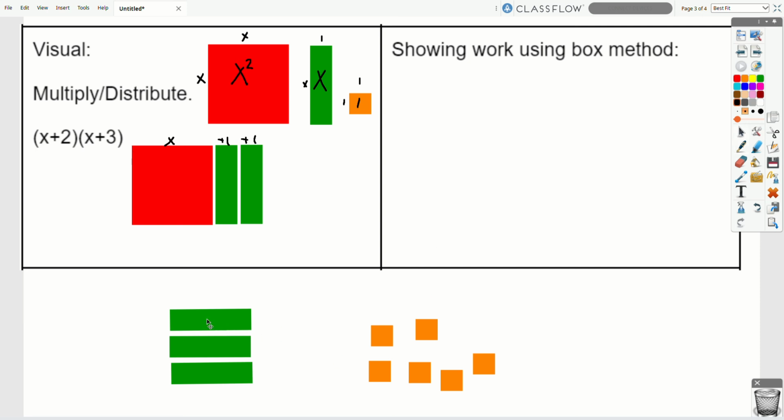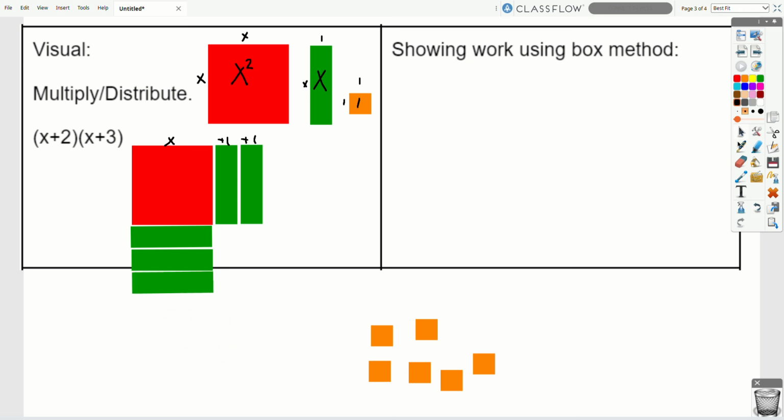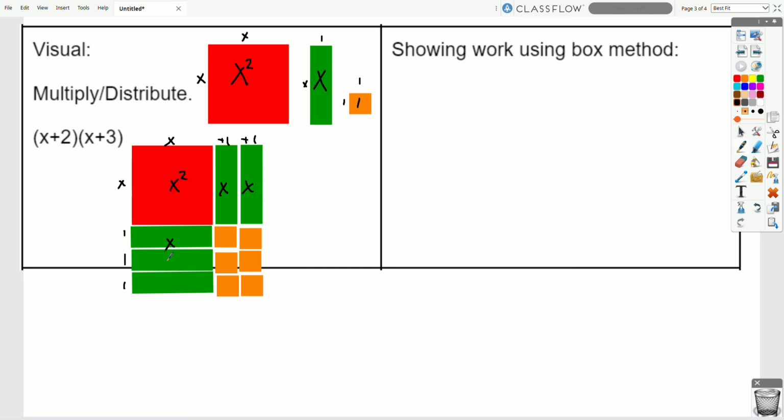And then we want x plus 3 for the other side. 1, 2, 3. X plus 1, 2, 3. And so we want to fill in the rest of these until we get a full rectangle, and looks like that's going to be exactly 6 pieces. So once again, we can get our polynomial from here. We have x squared, x, 1, 1, 1, 1, 1, 1. So that gives us x squared plus 5x plus 6.